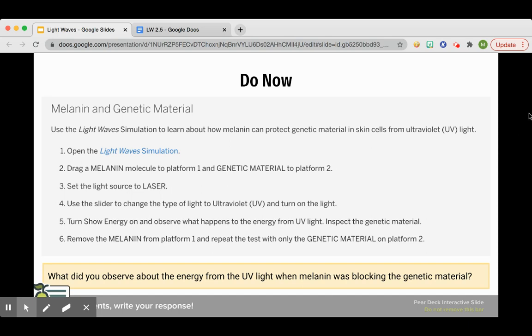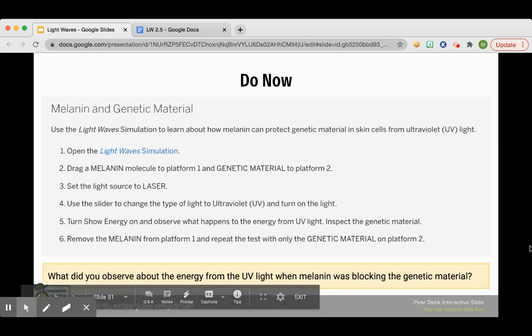So the first part, I want you to pause to complete this do now. This will help you with the rest of the unit. So if you missed class, I suggest opening the Lightwave simulation to complete these few steps and see what did you observe about the energy from the UV light when melanin was blocking the genetic material.